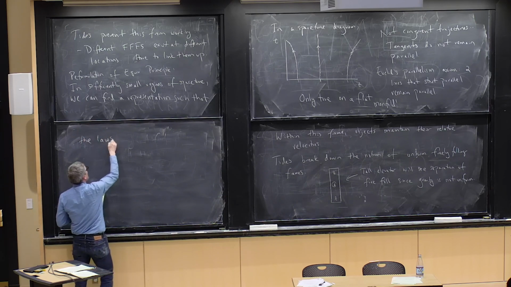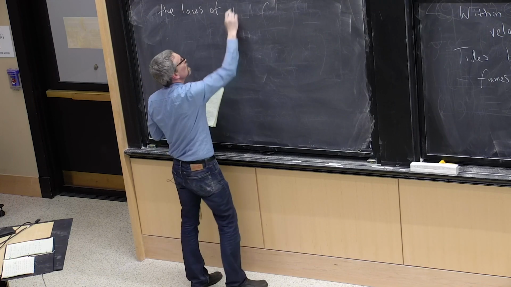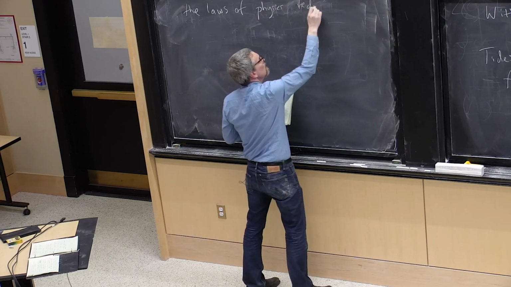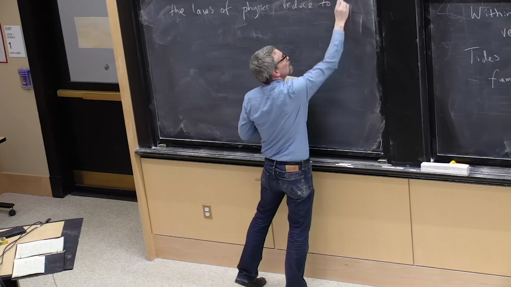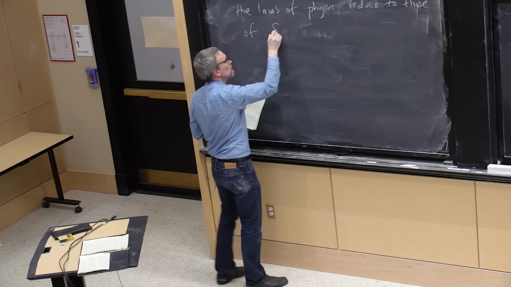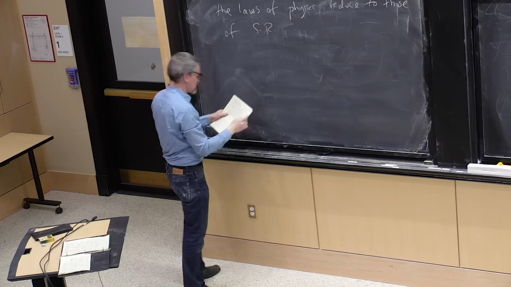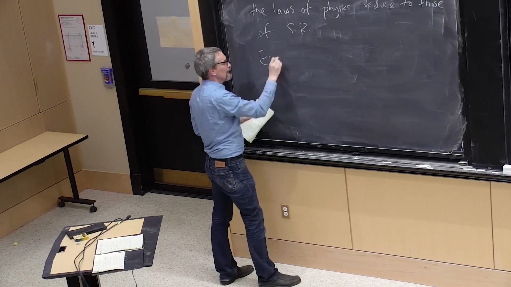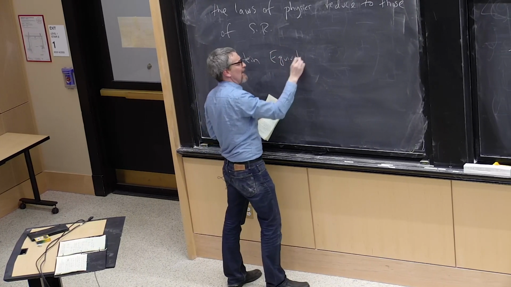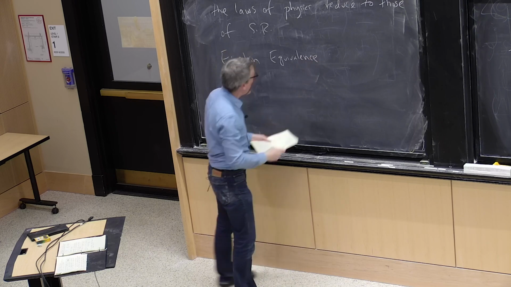The laws of physics reduce to those of special relativity. This is known as the Einstein equivalence principle. At least that's the name that Carroll uses in his textbook. A couple books use different ones.